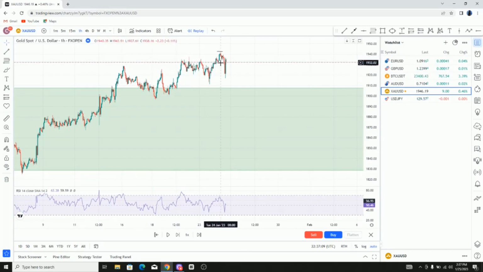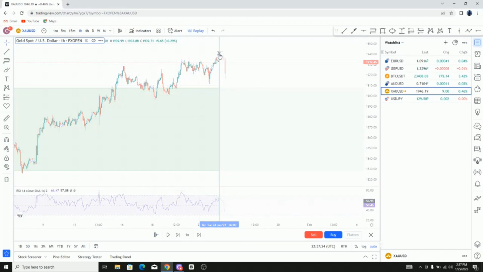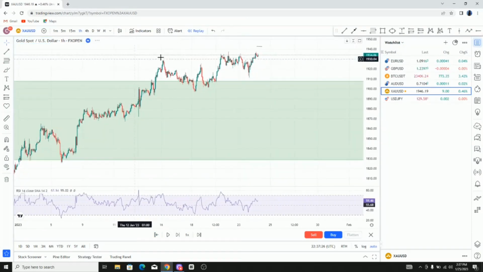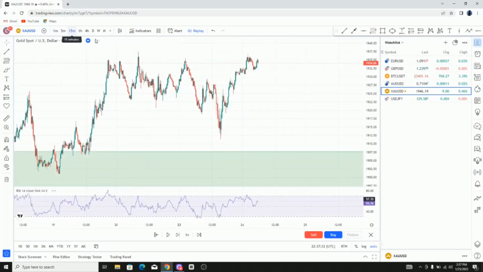So now I'm looking for the right point to take this trade. Let me go back a bit, to this point. On the 15 minute, before it gets to this side, let's go to the 15 minute and play.